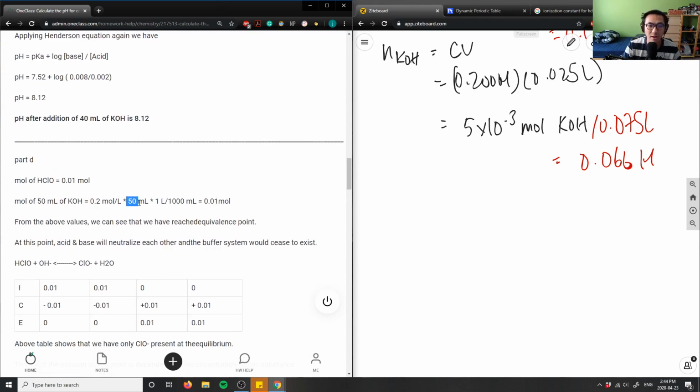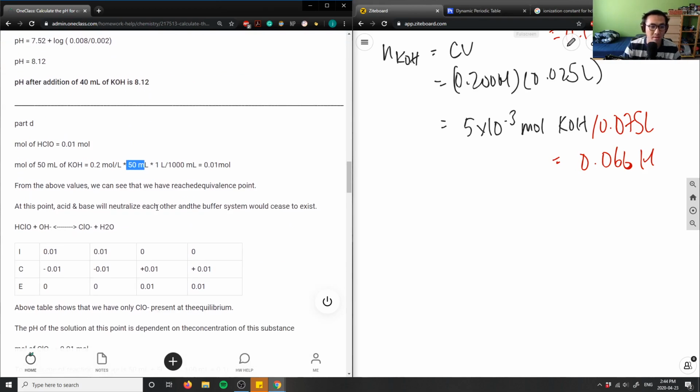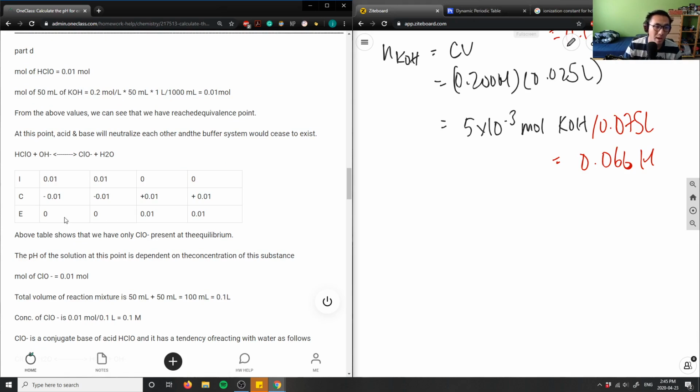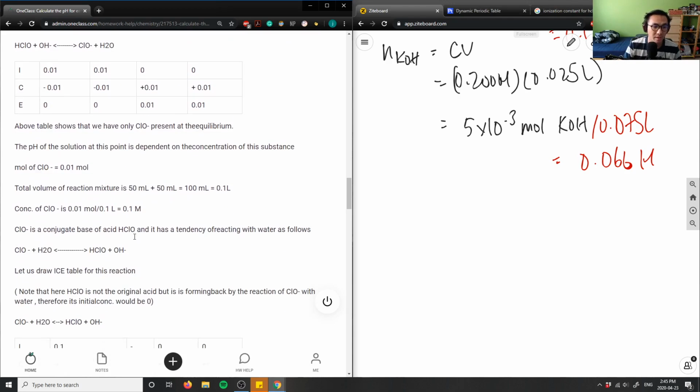And then D here is where you add 50 milliliters. You do the exact same thing, and you realize that in this case you have reached the equivalence point. Moles of acid equals moles of base. Therefore, you have 0 and 0 in terms of your initial acid and base, which means you only have your products here.